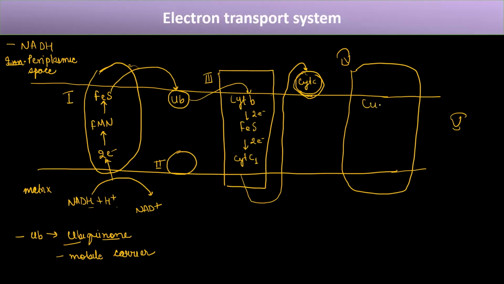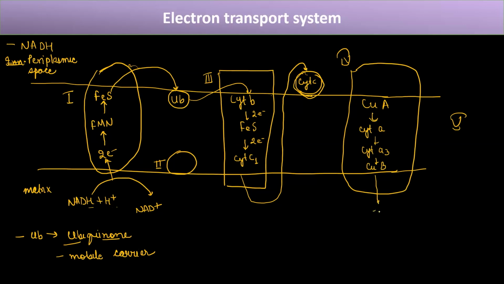From cytochrome C, it goes to the complex 4 component that majorly comprises copper, so CuA. Then from here it goes to cytochrome A, then cytochrome A3, and again copper, which I'm writing as CuB. And from here, it ultimately comes back to the mitochondrial matrix.